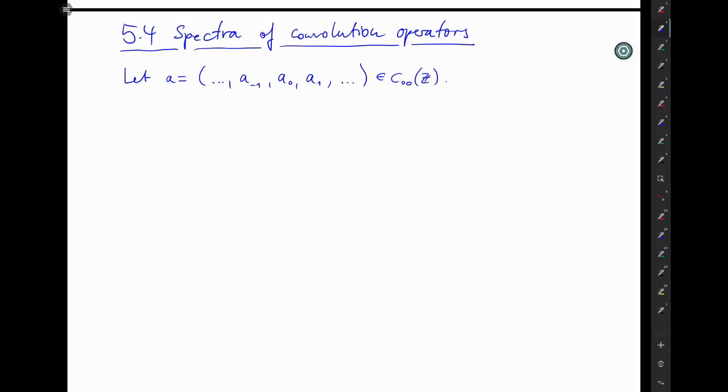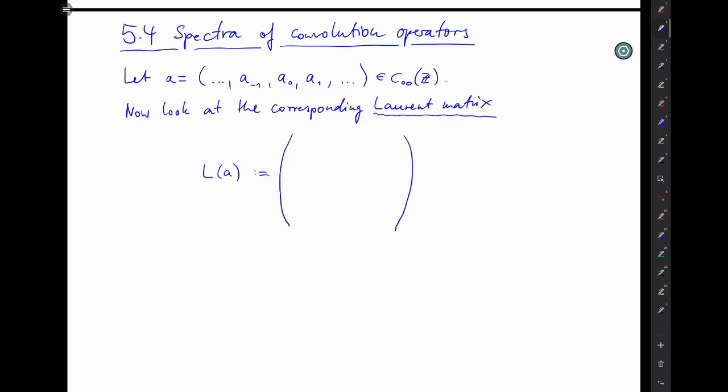And then look at the following infinite matrix, which is the so-called Laurent matrix that corresponds to our sequence A. And this is a two-sided infinite matrix, and on its main diagonal, every entry is equal to A0. On the first sub-diagonal, every entry is equal to A1. On the first super-diagonal, every entry is equal to A-1, and so on. Some people would also call this a Toeplitz matrix. In this case, it's a two-sided infinite or bi-infinite Toeplitz matrix.